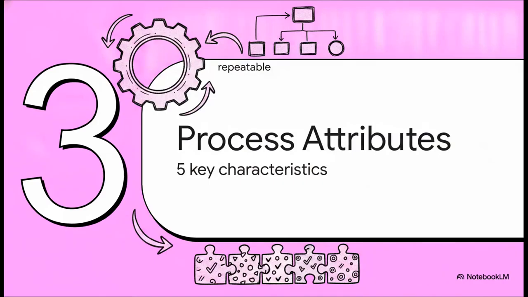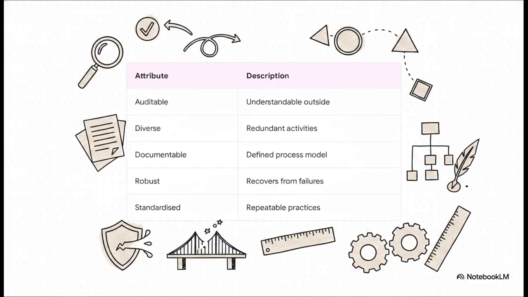Section 3, Attributes of a Dependable Process, the 5 key characteristics. So, if we know a process needs to be defined and repeatable, what specific characteristics actually make it dependable? Let's methodically break down these 5 key pillars. First up, auditable. This means the process is entirely understandable by people completely outside the project, like those regulatory auditors we mentioned, who can pop in and check that standards are being followed.